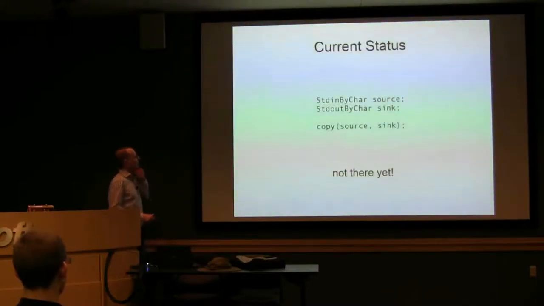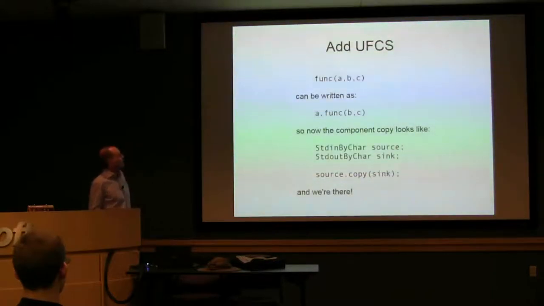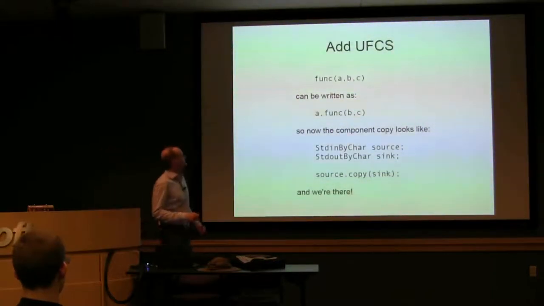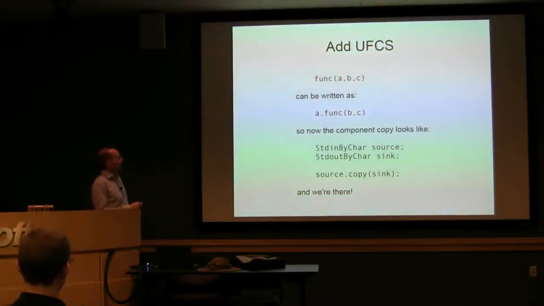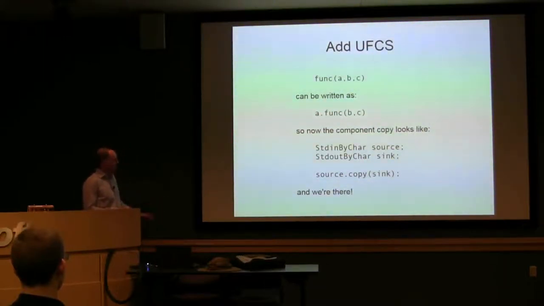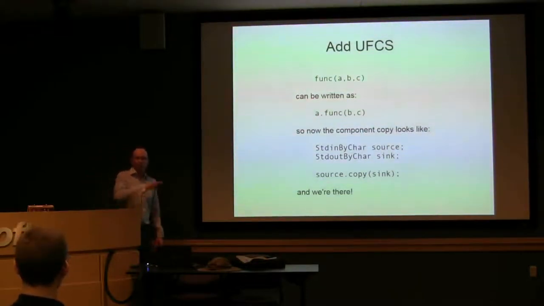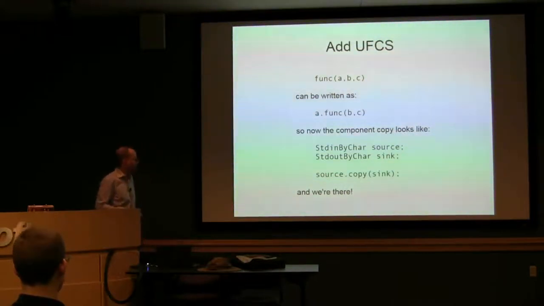So current status of our component is we have our source, our sync, and our copy algorithm, but we're really not there yet. We need the universal function call syntax, because that is nothing more than, if I have a function which takes three arguments, I can write it like this. I can pull the first argument out, and put it in front with a dot. So our component now looks like source, copy, sync. In other words, we have our left to right flow, which is what we wanted from the beginning.